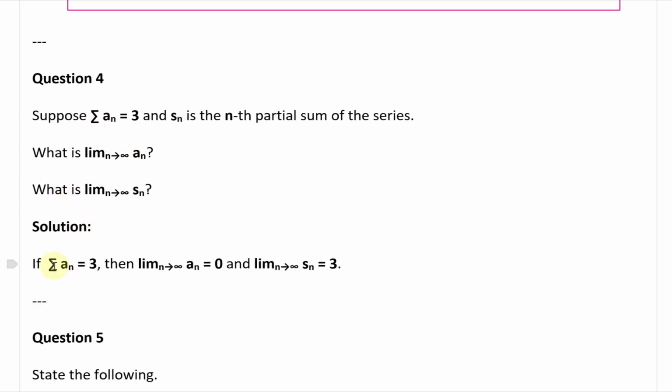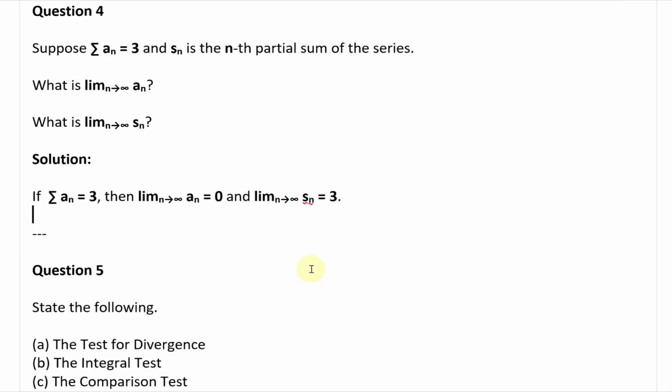Yeah, so as I stated, if the summation of an equals 3, so this series, this just means n equals 1 or n equals 0 to infinity, the summation of an equals 3, then the limit as n approaches infinity of an is 0, and the limit as n approaches infinity of Sn equals 3. So again, this partial sum just means the same thing as the summation there. But you're looking at the partial sum going to infinity, for example, summing the first 3 terms, the first 300, etc.